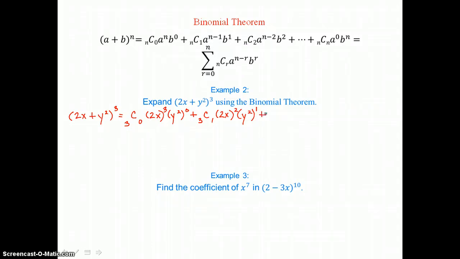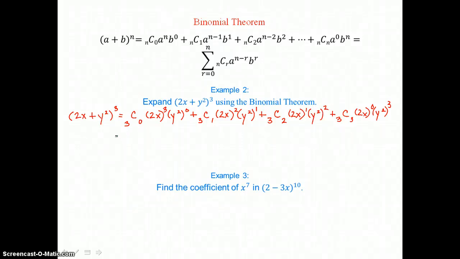The next term is going to have a coefficient of 3 choose 2. It's going to have 1 less factor of 2x, and it's going to have 1 more factor of y squared. Okay, and the last term in this expansion is going to have a coefficient of 3 choose 3. It's going to have 1 less factor of 2x and 1 more factor of y squared.